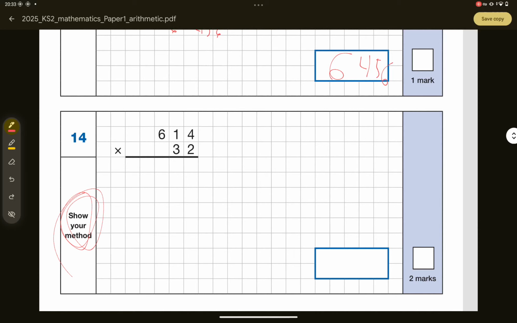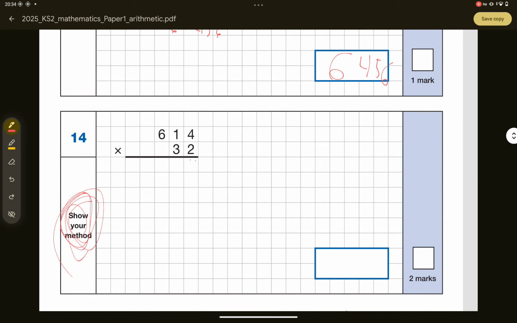And then sorry for the break, by the way, but if you show your method and get the correct answer, you'll get the 2 marks. But if you show your method but make one mistake, which leads you to get the incorrect answer, you would get 1 mark. So yeah, let's do this.